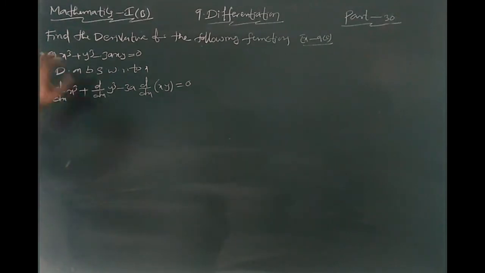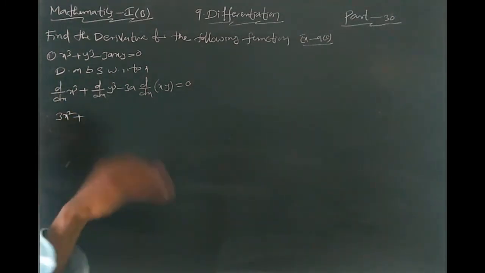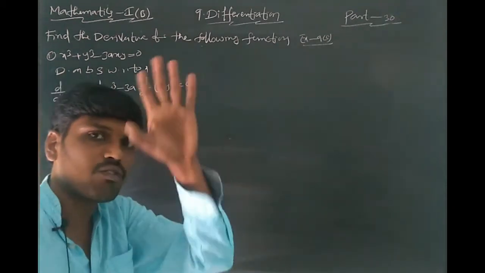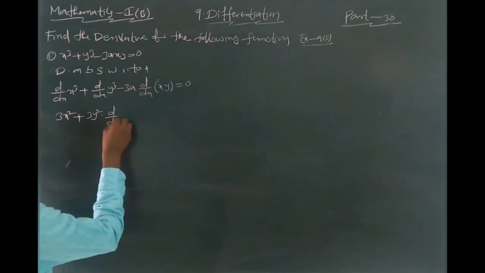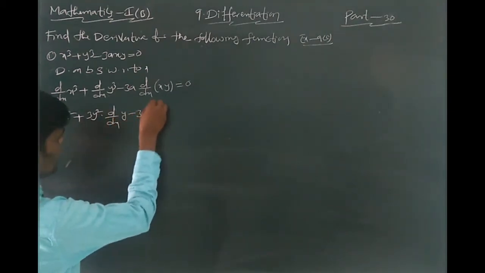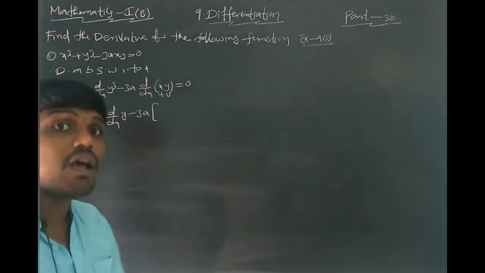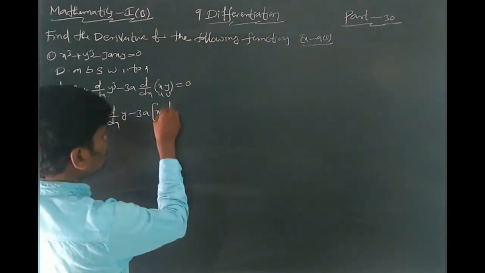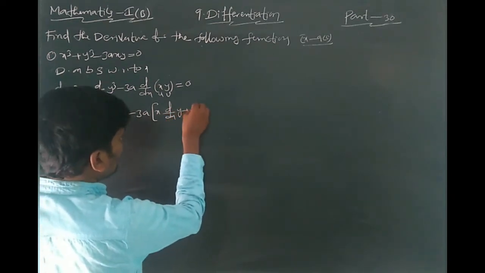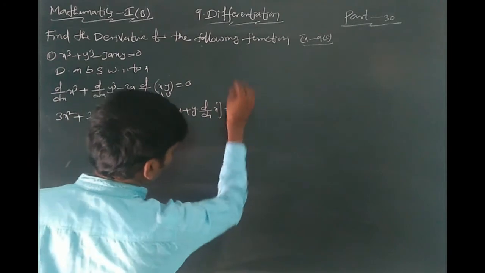After that, what is the derivative of x cube? The derivative of x cube is 3x square. The derivative of x with respect to x is 1. The derivative of y cube is 3y square into the derivative of y. Minus 3a common. You can use the uv formula here. What is the formula of uv? u into the derivative of v plus v into the derivative of u, that is x into the derivative of y plus y into the derivative of x, equal to 0.